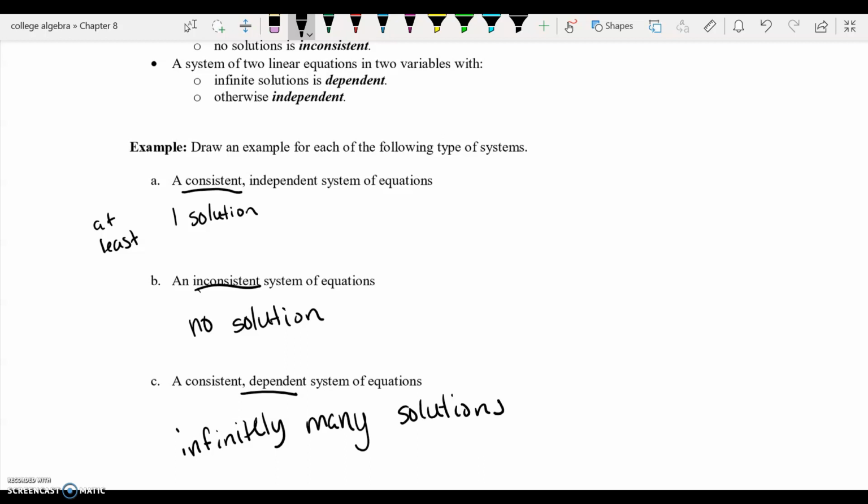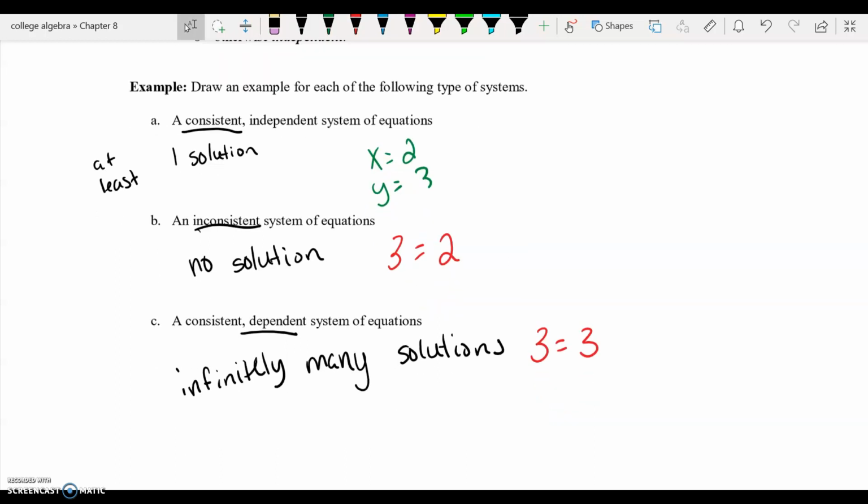So what this looks like, whenever you're solving these, if you get something like 3 equals 2 at the end, that means it's not going to be possible. But if you get 3 equals 3, that means it is possible, so you're going to have infinitely many. Whereas if it has 1, it's going to be like x equals 2, y equals 3, or something like that. You actually have an answer. So it just depends on the problem.